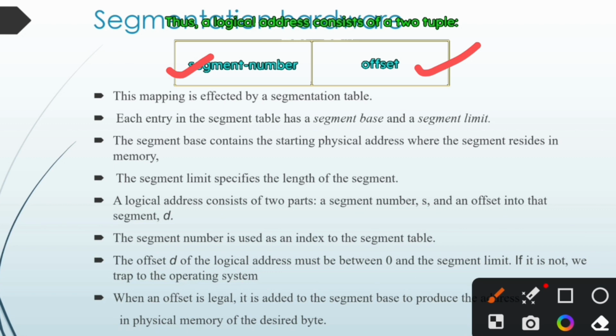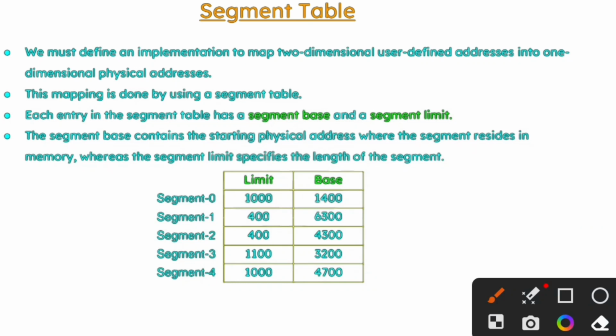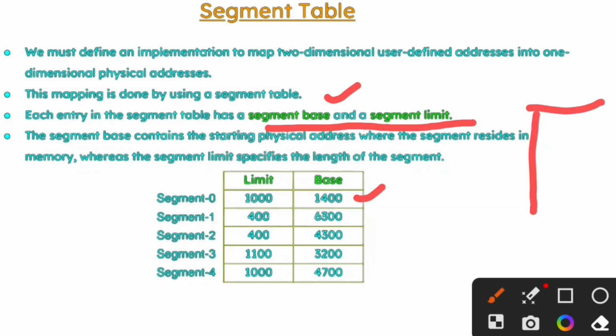In paging, we have a page table. Like that, in segmentation, we have a segment table. In segmentation, the user is going to define a two-dimensional address. This mapping is done by using the segmentation table. Each entry in the segmentation table has a segment base and a segment limit. The segment base contains the starting physical address where the segment resides in memory, whereas the segment limit specifies the length of the segment.